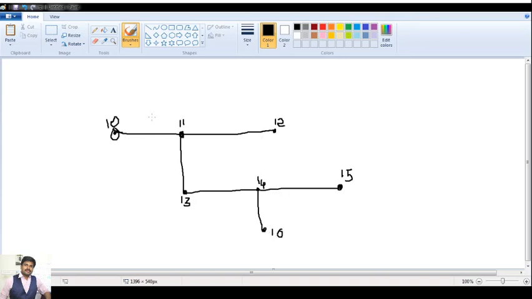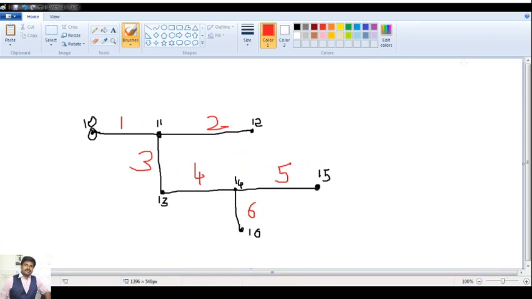Now, when we are taking the lines into consideration, let me take a different color. This is 1, 2, 3, 4, 5 and 6. So there are 6 lines and 7 points together. How are we going to mention this in a tabular format, or how are we going to represent this data in a table structure or a data structure? I will tell you that.